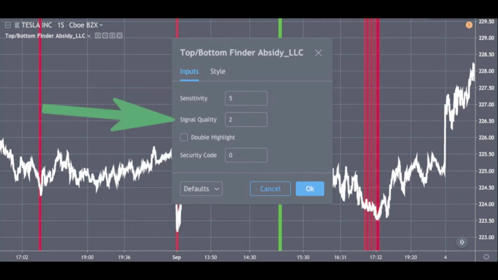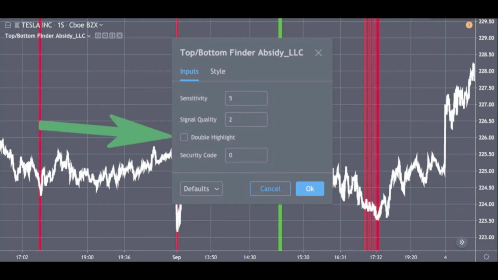Next, we have signal quality. This is something we're going to explore more later too in examples. As you turn this value up, it's going to try to weed out as many signals as possible, only leaving the top of the top of the top or the bottom of the bottom of the bottom. If you change this value, you will notice that some signals that were forming are no longer there. And by doing so, you can rate the quality of the signal that you have.